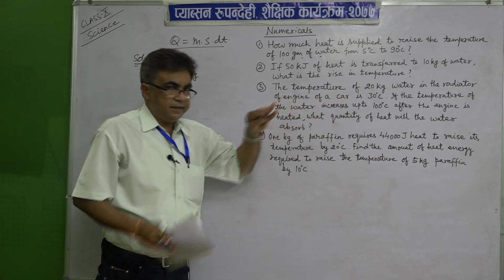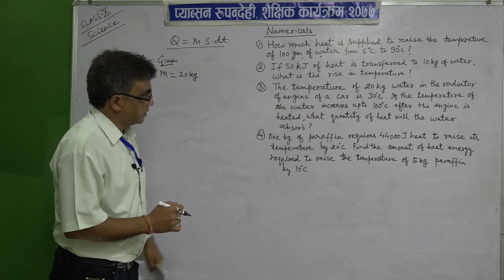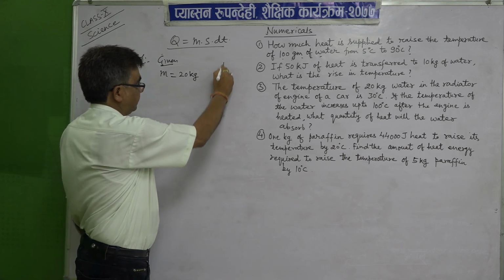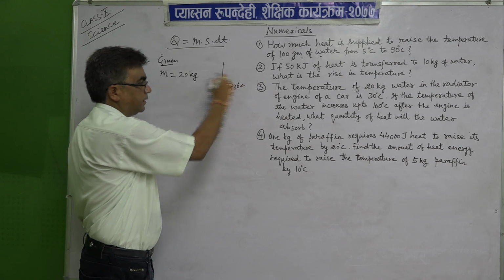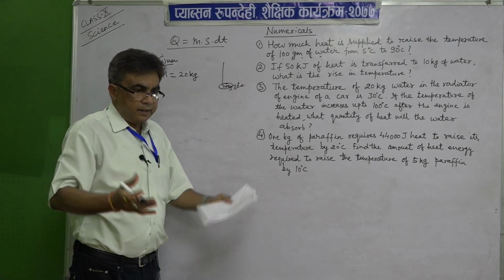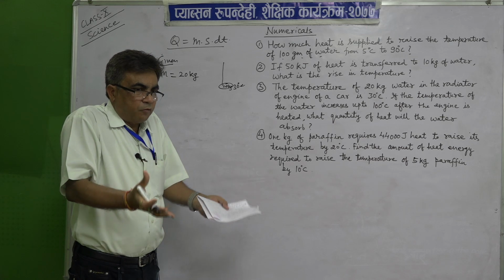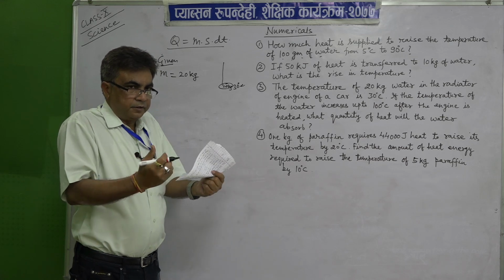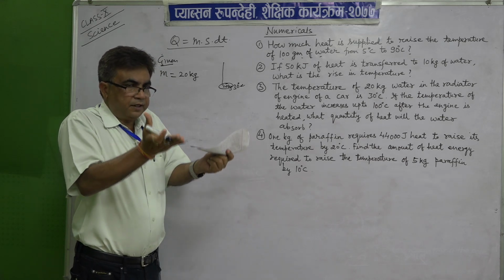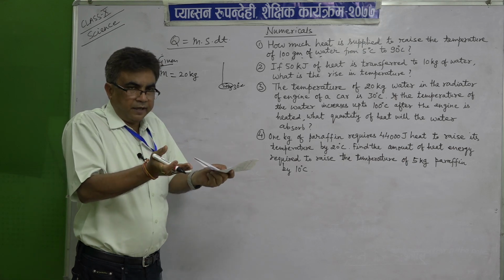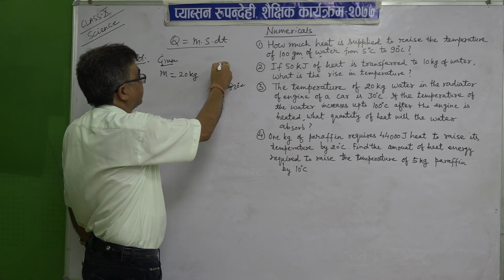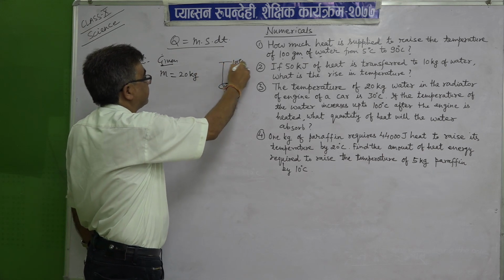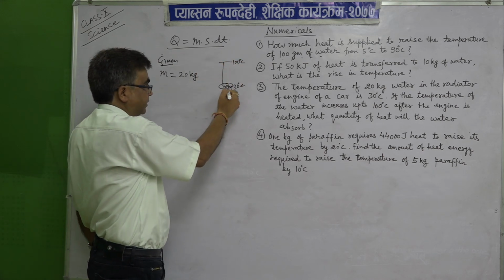Initially, in the beginning, its temperature was 30 degree centigrade. Suppose here is 20 kg water and it is at 30 degree centigrade. Now, when the engine gets heated, then the water will absorb heat, due to which the temperature of water will rise up. So, now the temperature rises up and it becomes 100 degree centigrade, same mass of water.